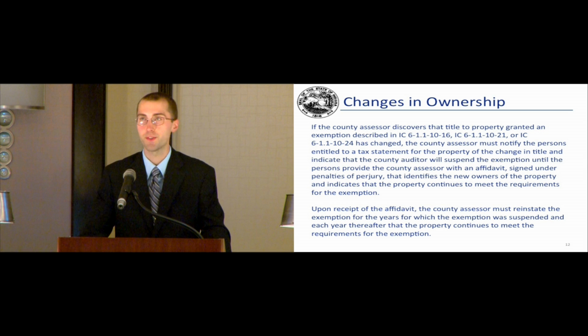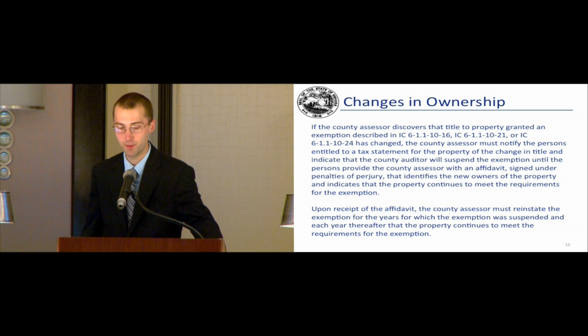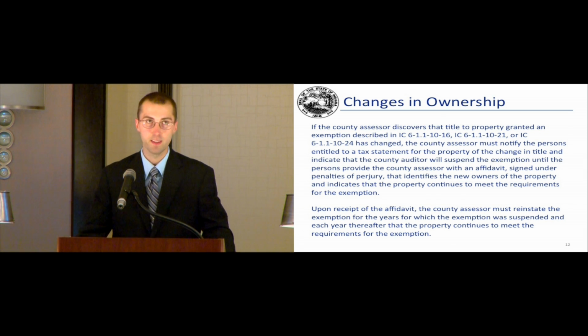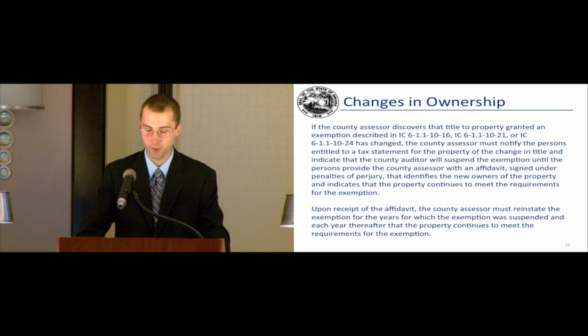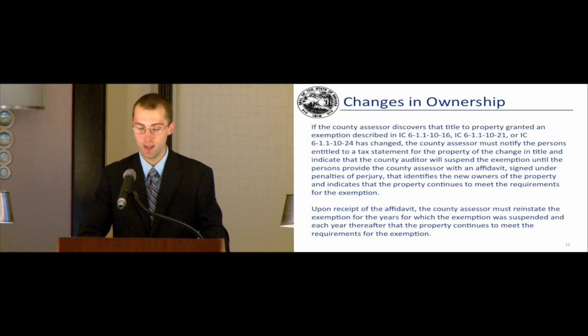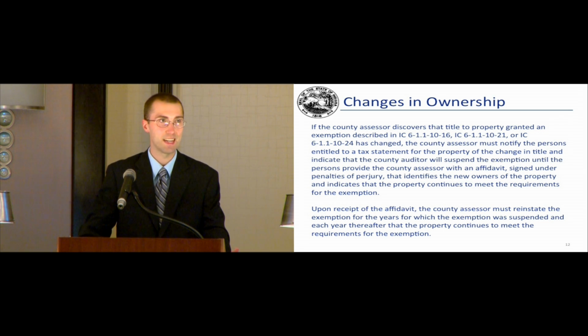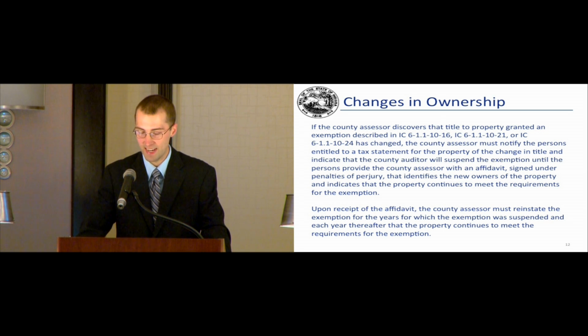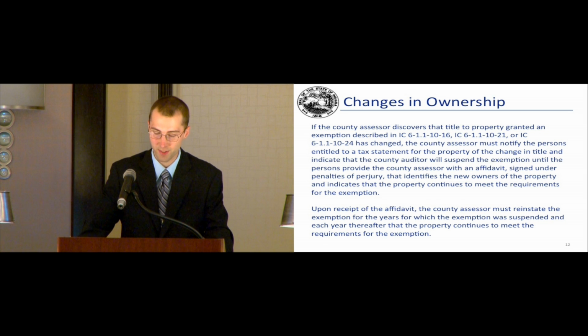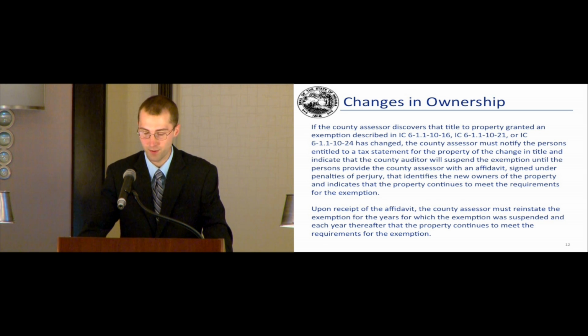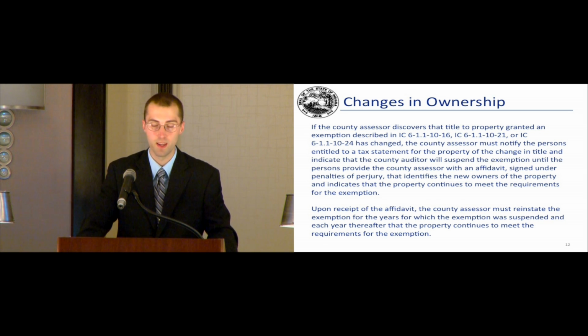Now, if a county assessor discovers that the title to the property has changed, the assessor must notify the persons who will receive the tax billing statement. This notice must indicate that the title to the property has changed and that the county auditor will suspend the exemption unless the assessor receives a signed affidavit identifying the new owners and indicating that the property continues to meet the requirements for the exemption.